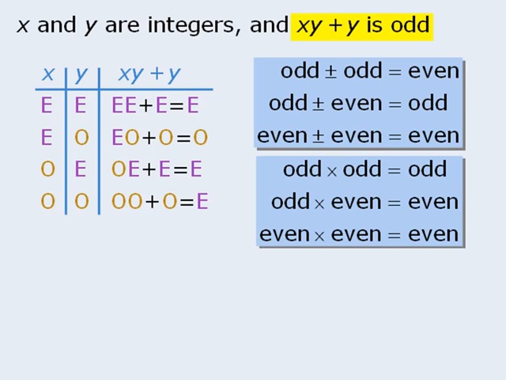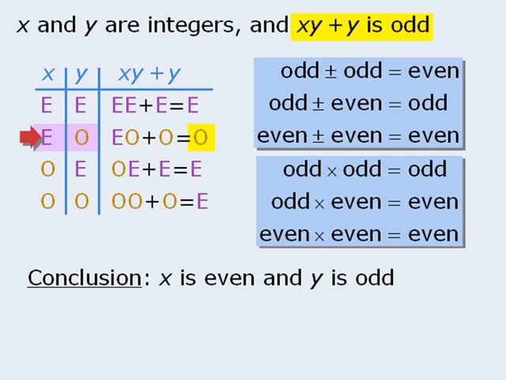Now we're told that the expression evaluates to be an odd number. When we examine our table, we can see that there is only one case where the expression evaluates to be an odd number. In this particular case, x is even and y is odd. So we can conclude with certainty that x must be even and y must be odd.